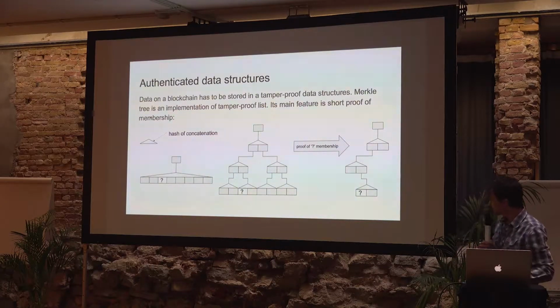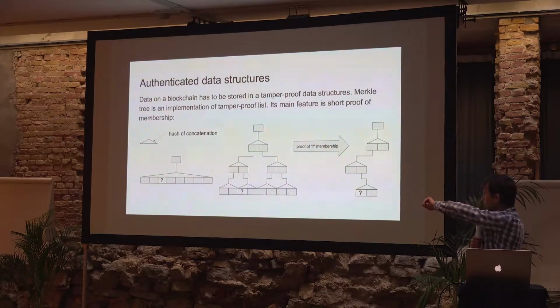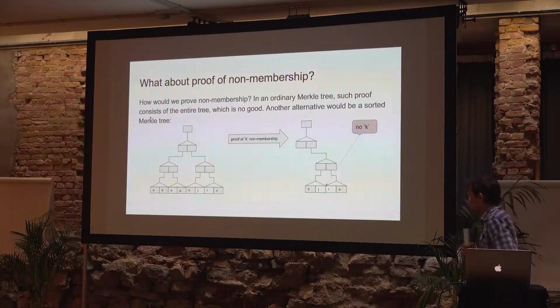Essentially, if we want to store data in a tamper-proof manner and be able to prove something about this data, you usually use something like a Merkle tree, which allows you to do the proof of membership, shown on the right. If you just do it as on the left, you can see that the proof consists of the whole structure, so the Merkle tree solves that. But the Merkle tree, in its naive version, doesn't solve the problem of proof of non-membership. But if you sort the keys somehow, then you could actually prove non-membership.